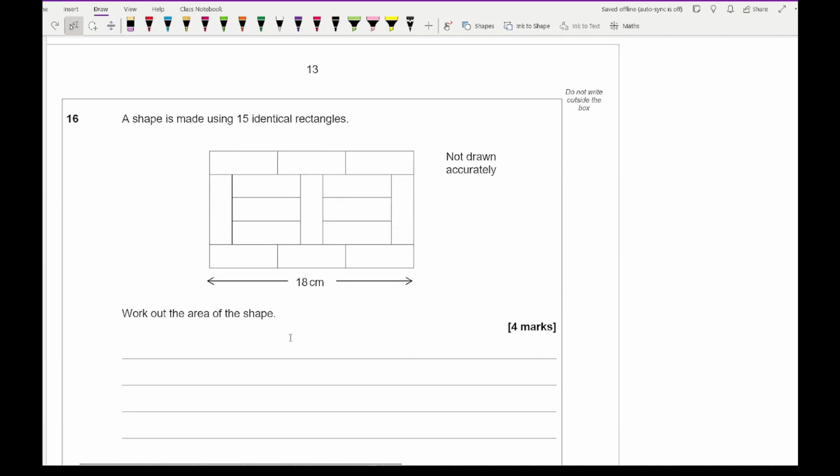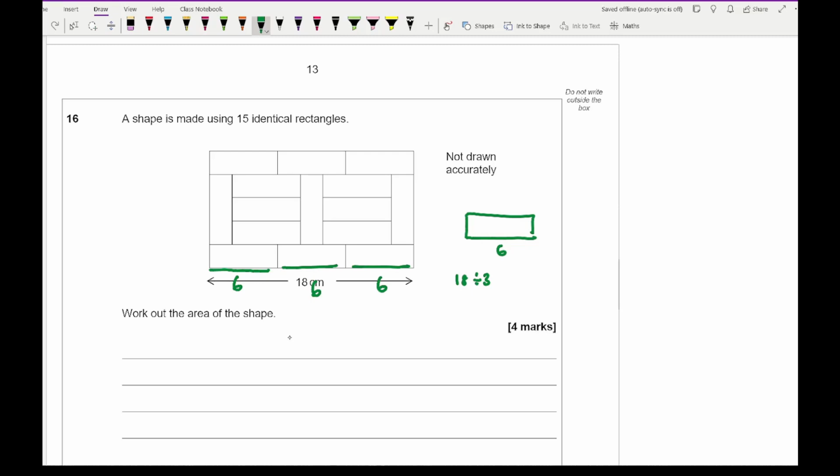Moving on to question 16, it says that a shape is made using 15 identical rectangles, and it says work out the area of the shape. So for this, we've got a brick, let's say, or a rectangle. Now we've got 3 of them. We know that 3 of these on their lengths equal 18, so that's 18 divided by 3, which is 6. So this is 6, that's 6, and that's 6. So the length of that whole row is going to be 18, which we know.